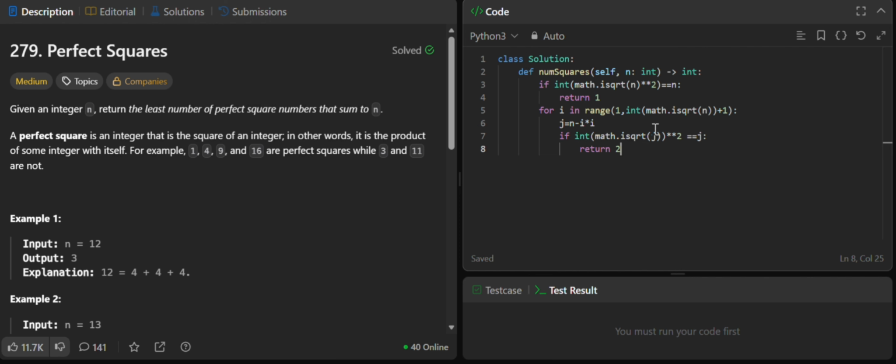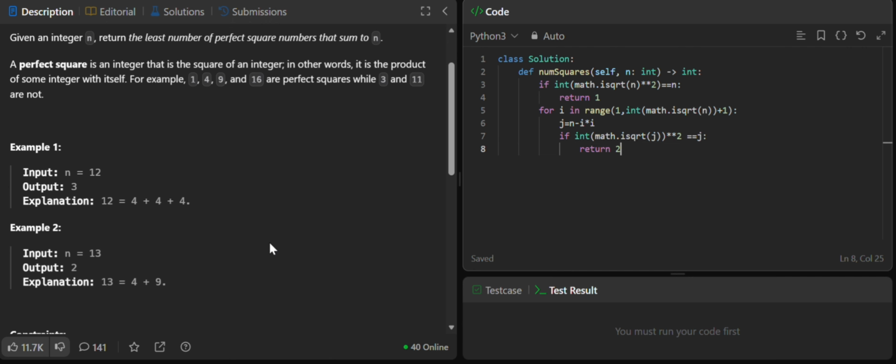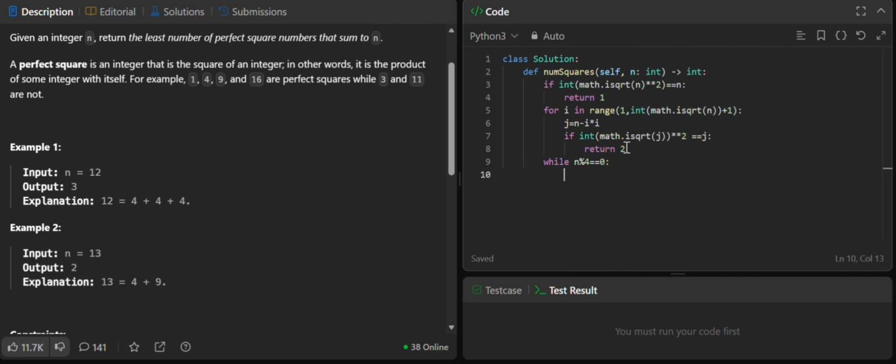For example, if you take n equal to 13, it can be written as two perfect squares, 4 plus 9. Those are the two, so we are counting two perfect squares for this solution. We also need to remove all the factors of 4. For that, we take a while loop: while n modulo 4 equals 0, we divide n by 4. According to the three-square theorem, factors of 4 do not affect the answer.